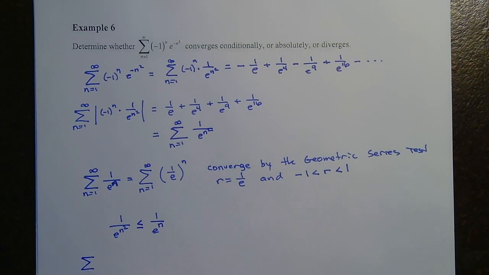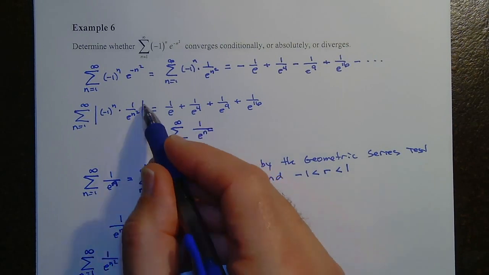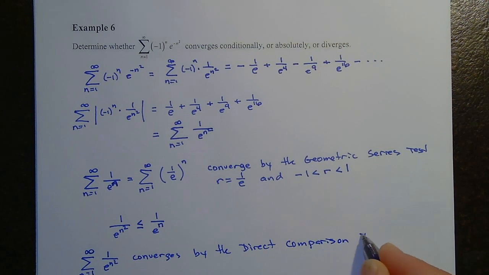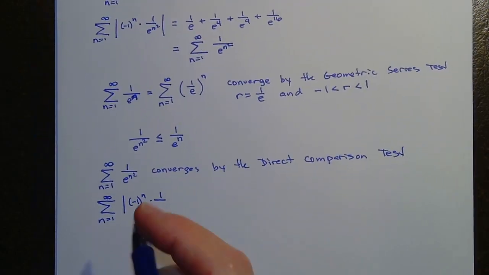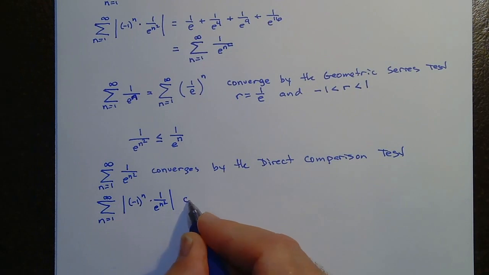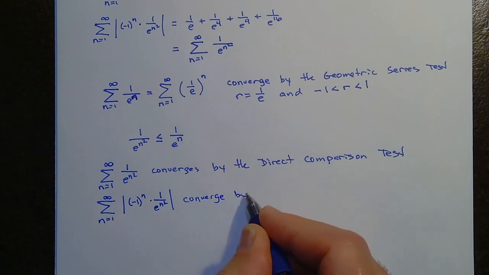So we just showed that the sum from n equals 1 to infinity of 1 over e to the n squared converges by the direct comparison test. And since this one is the same as the sum from n equals 1 to infinity of the absolute value of (-1)^n times 1 over e to the n squared, I just realized you can't see it, sorry, that one converges by the direct comparison test.